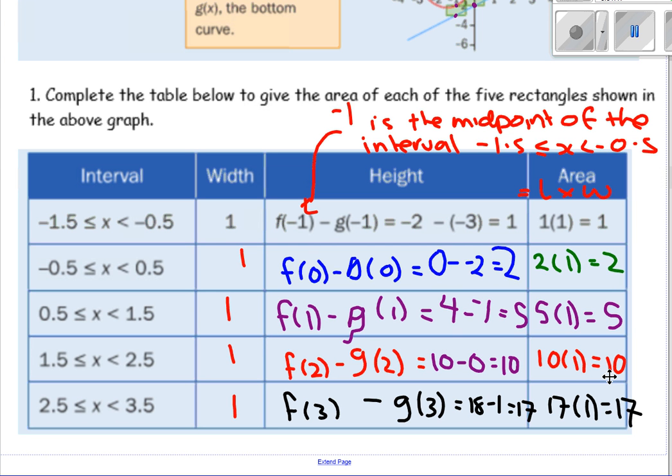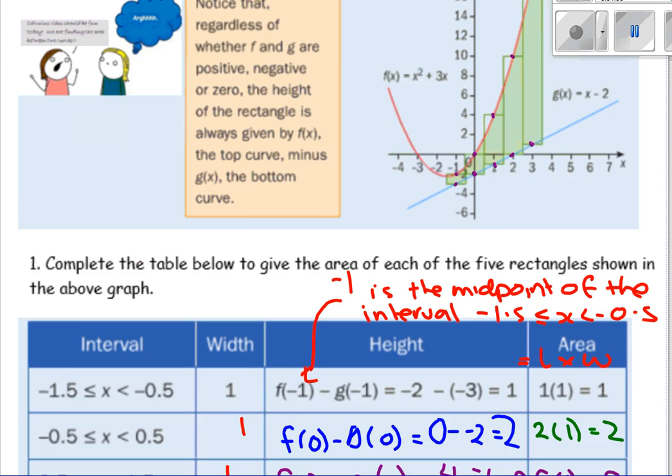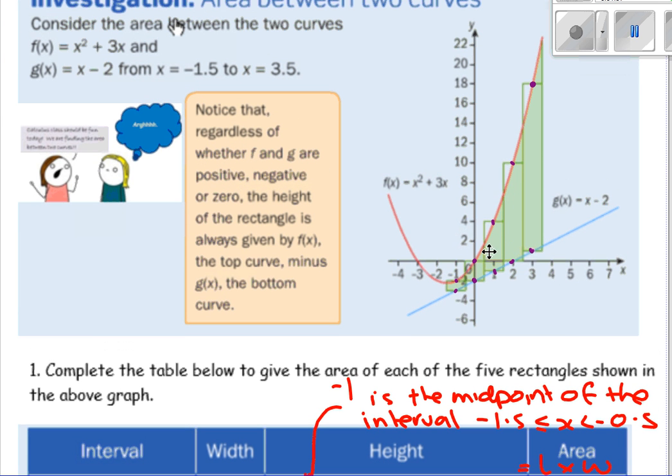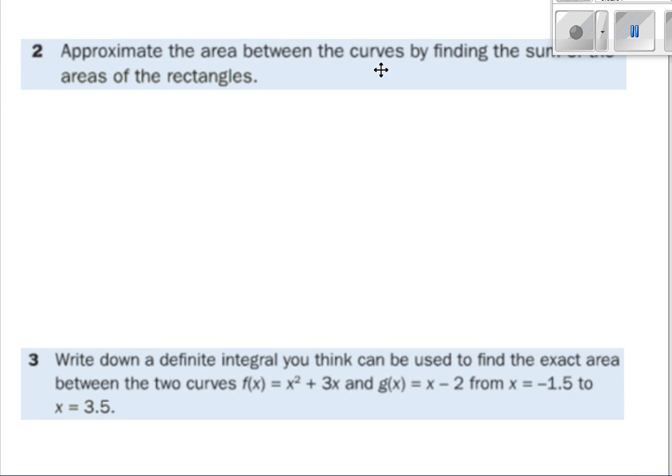On the next page, we're asked to approximate the area between the curves by finding the sum of the areas of the rectangles. So we're going to try to approximate, come up with a rough idea of what this whole green area is roughly by adding those together. I'll move this one out of the way. So approximate the area between the curves by finding the sum of the areas of the rectangles.